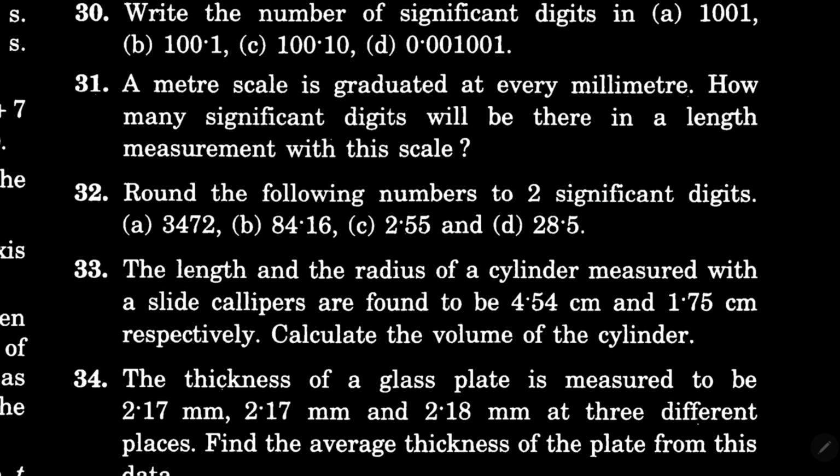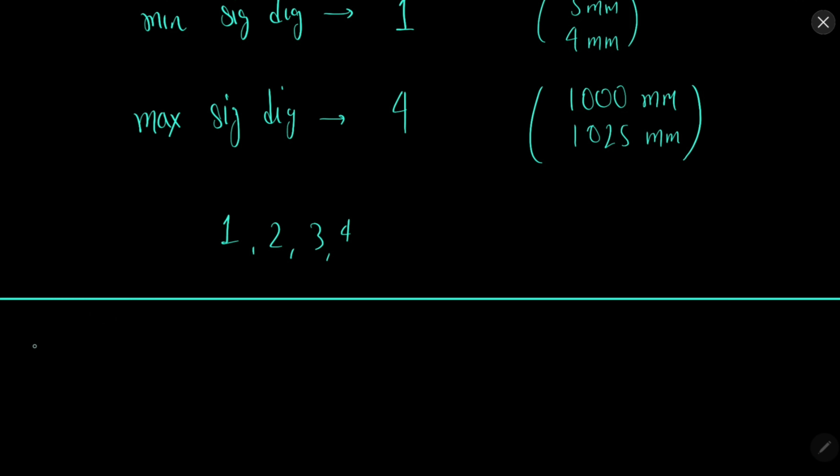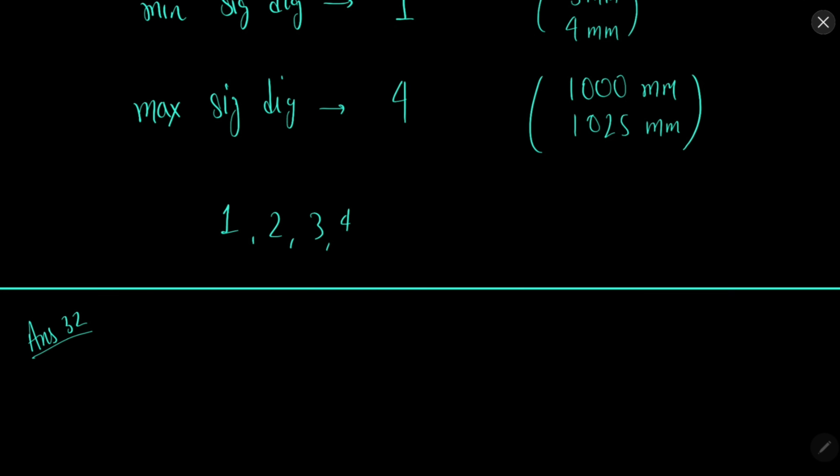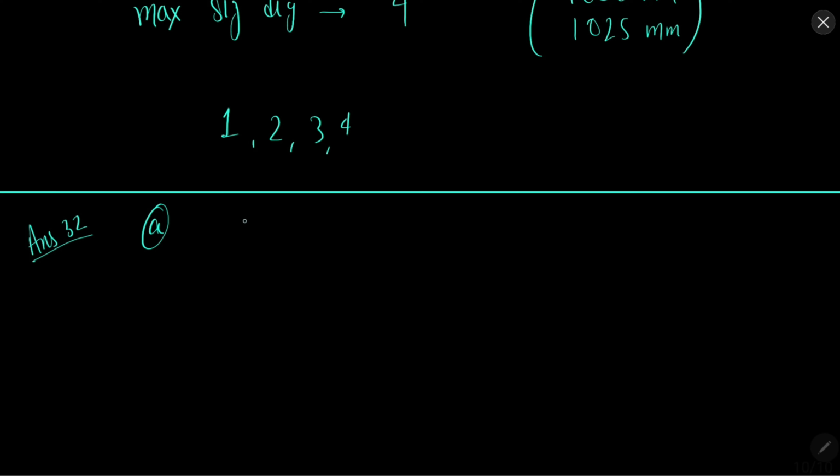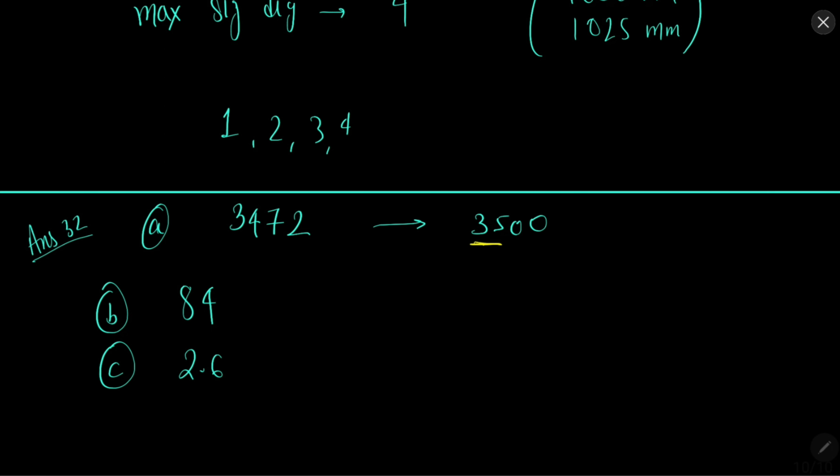In question 32 we need to round off numbers up to 2 significant digits. First one is 3472. We want it to have only 2 significant digits, so the closest number to it is 3500, and these 2 values will be significant. For 84 it will remain 84 because it has 2 significant digits. For 2.6 it will remain 2.6 because it has 2 significant digits.